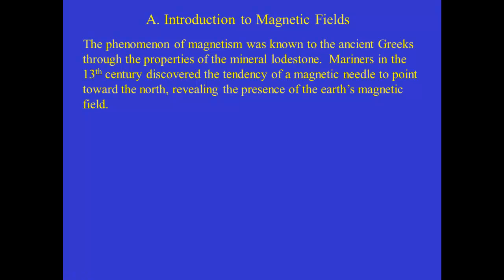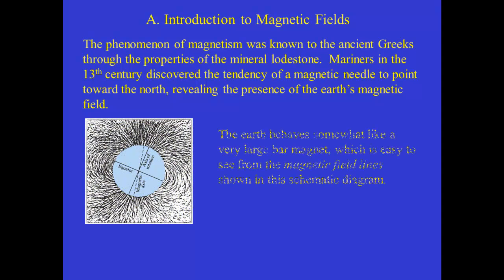A brief introduction to magnetic fields reminds us that this phenomenon has been known for thousands of years through natural minerals, and mariners in the 13th century discovered the tendency of a magnetic needle to point toward the north, which we now know reveals the presence of the Earth's magnetic field. This, of course, was useful for navigational purposes. And you can see through this schematic diagram that the Earth behaves quite similar to a very large bar magnet.